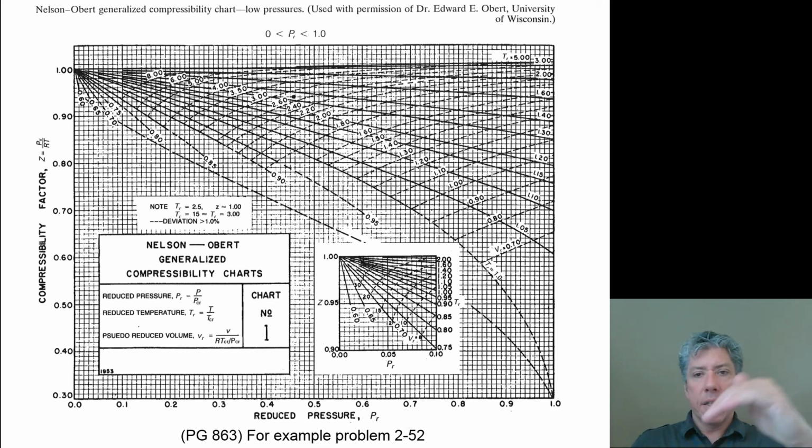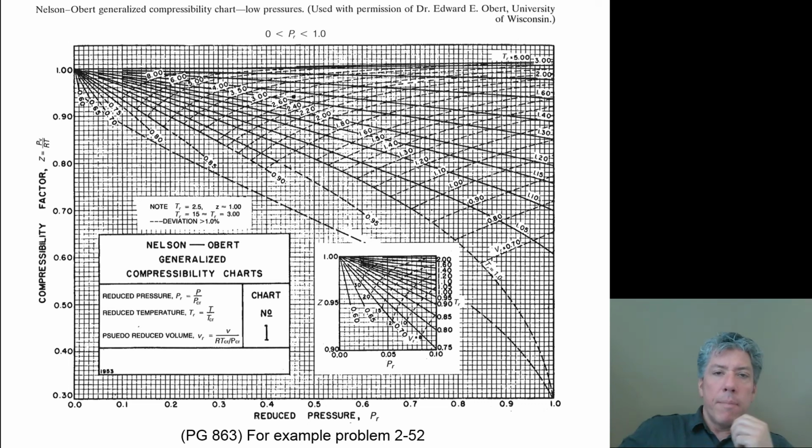So the lines that are kind of sloping off to the right, those are lines of constant reduced temperature. Along the axis we have constant reduced pressure, and on the y-axis we have the compressibility factor. So this is the actual chart you would use for reading off compressibility factors. Notice that there are sort of dashed lines that slope up and to the right. Those are the lines of constant pseudo-reduced volume. You'll notice that it's labeled there on the lowest one, VR equals 0.70.